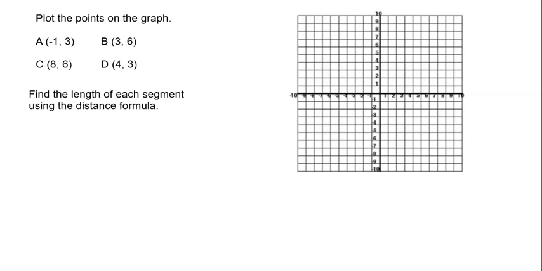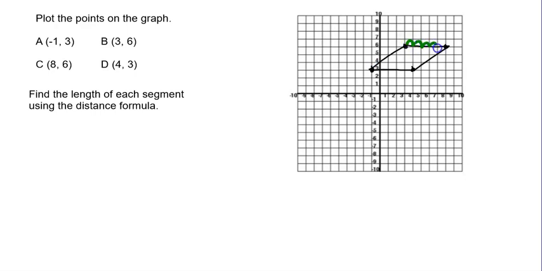-1, 3. So -1, 3 is right here. 3, 6 is right here. 8, 6 is right here. And 4, 3 is right here. So we connect, and we're trying to prove that it is a rhombus. Well, remember, when we have horizontal or vertical lines, we can just count.